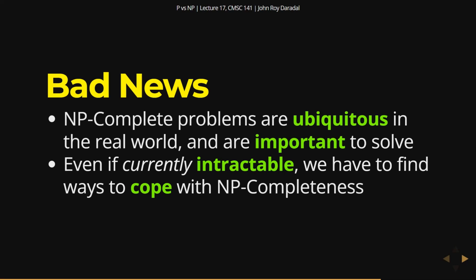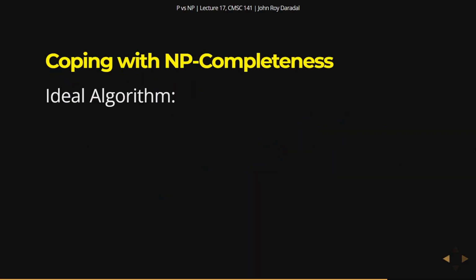Currently they are intractable, meaning they don't run in polynomial time for now, because we only have the brute force algorithm that solves them for all types of input. Even if they're currently intractable, since they're important problems, we have to find ways to cope with NP-completeness. If your current problem is NP-complete, P versus NP is still open, and we don't have non-deterministic computers yet, how do we cope with NP-completeness? How do you solve an NP-complete problem right now?